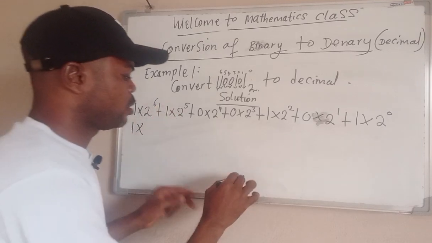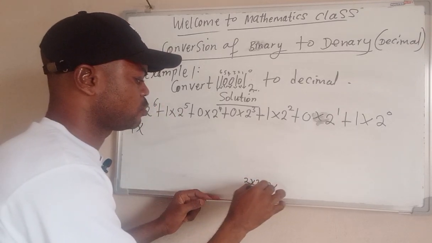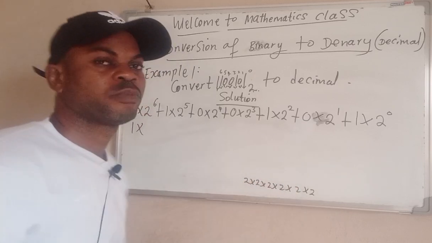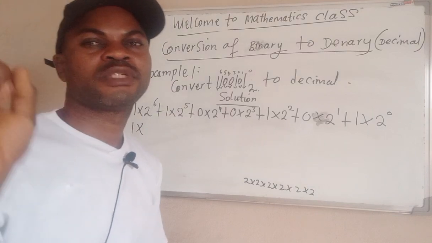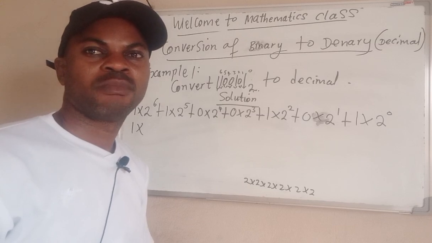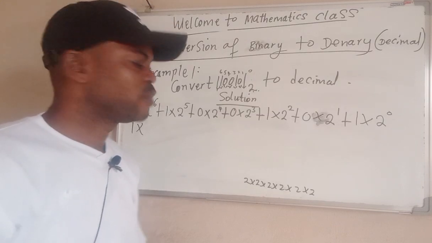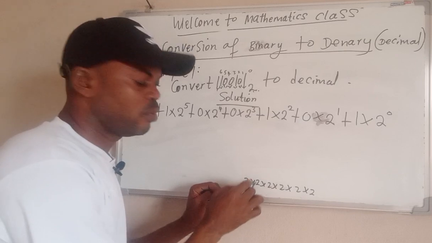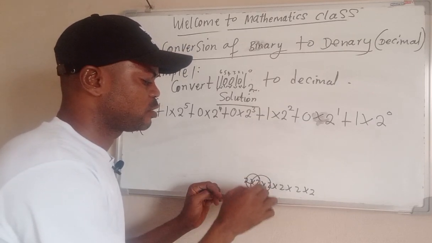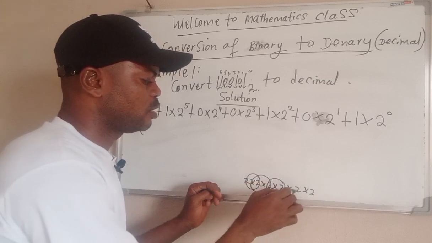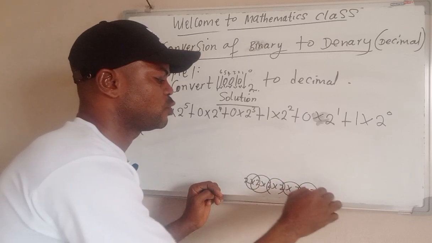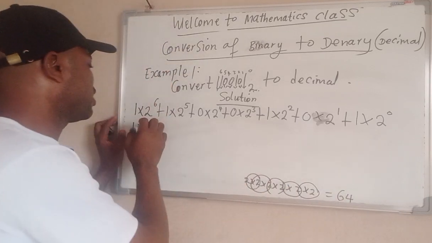2 raised to the power 6 means 2 times 2 times 2 times 2 times 2 times 2, 6 places. It is not 2 times 6. 2 times 6 will give you 12, but 2 raised to the power 6 will not give you 12. So we say 2 times 2 gives you 4. 4 times 2 gives you 8. 8 times 2 gives you 16. 16 times 2 gives you 32. And 32 times 2 gives you 64. So right here we have 64.